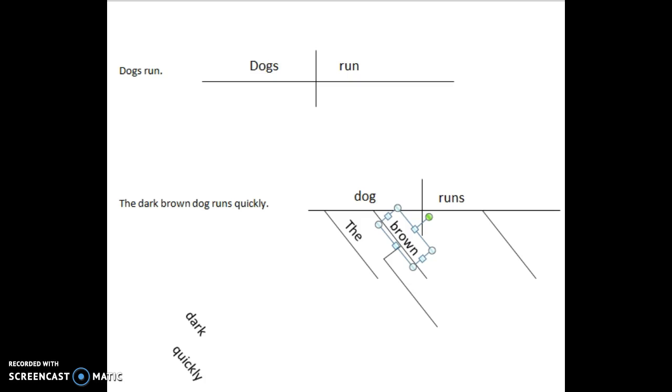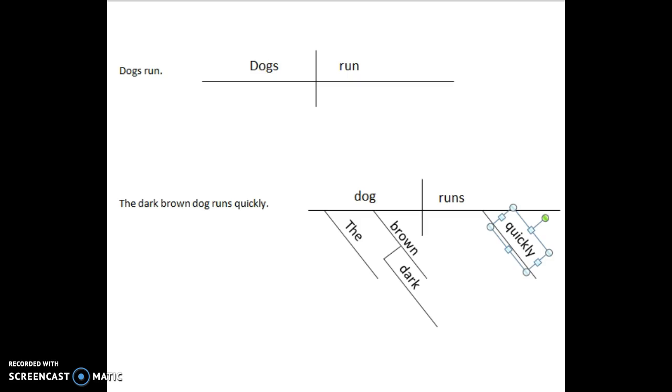The two words I am left with are both adverbs modifying different words in the sentence. Dark is modifying brown. Notice it comes off of brown and not dog. It is not a dark dog, it is a dark brown dog. So we have to make sure we place it correctly in the sentence. And then we're left with the other adverb, quickly, which is modifying our verb, so it goes on our last diagonal line. That's it. Those are the most basic components of sentence diagramming.